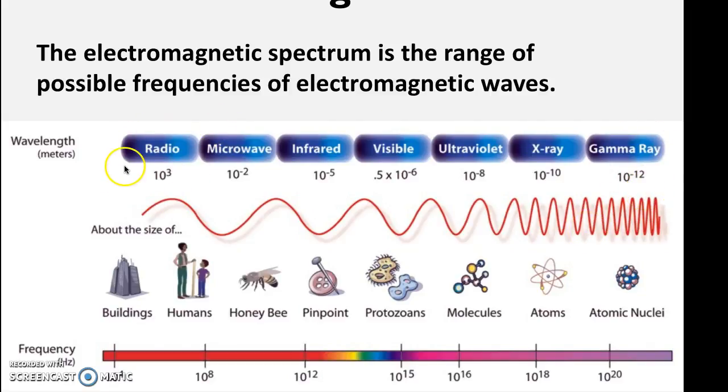Anything bigger than this would still be considered a radio wave. Okay, and now let's just make a quick comment on how big this is. Some radio waves are bigger than others because this spans the range from 10 to the third all the way to 10 to the negative second.